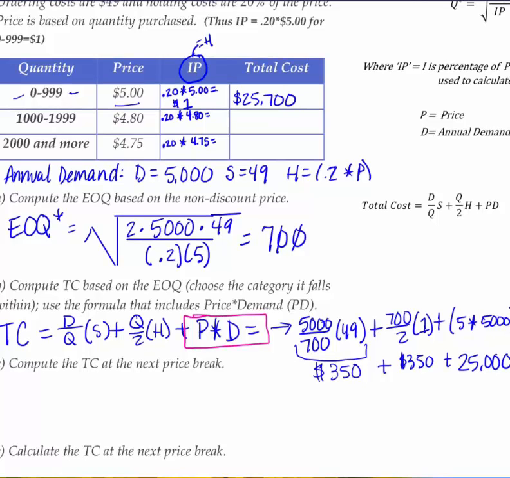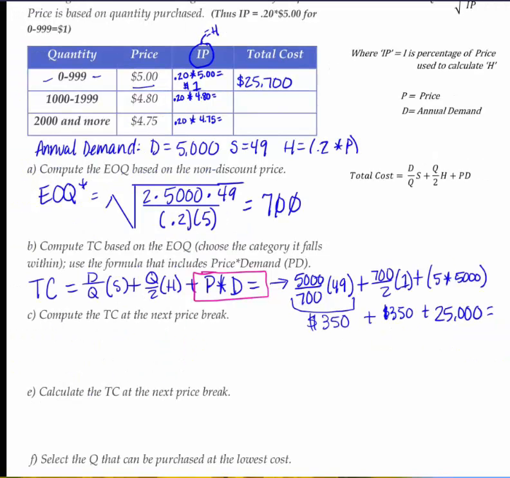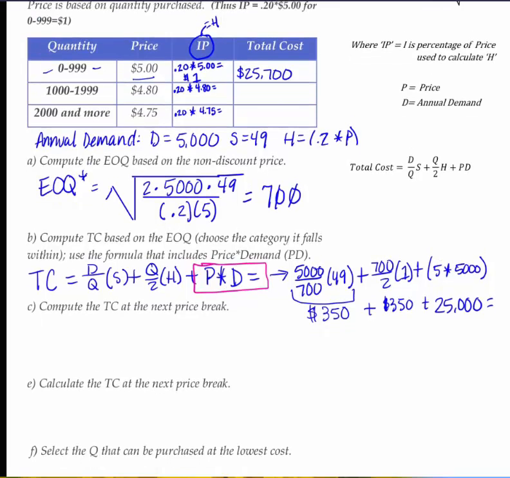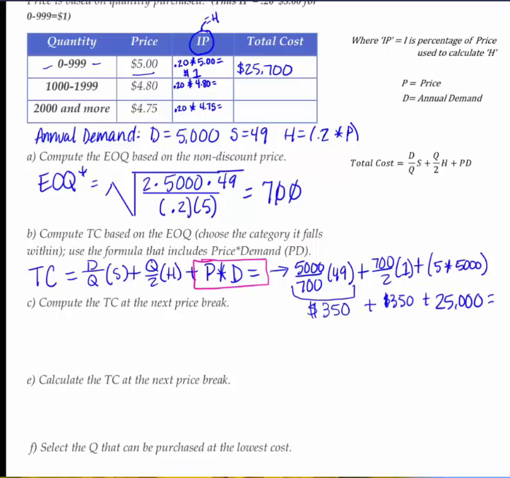And now we're going to go on and calculate this for the next price break, because if we were to purchase between 1,000 and 1,999, we get the thing a little bit less expensively, right? We now pay $4.80 for the unit instead of $5. So now what we're going to do is go back into this model right here and change out these things that I mark with the red.